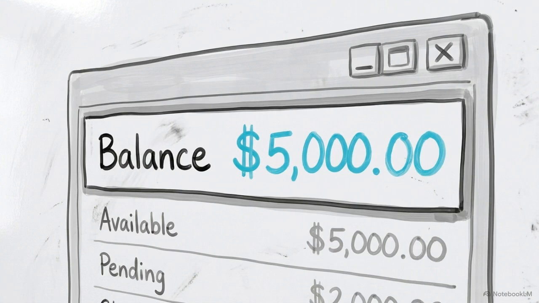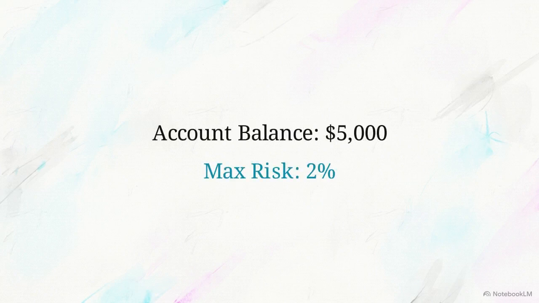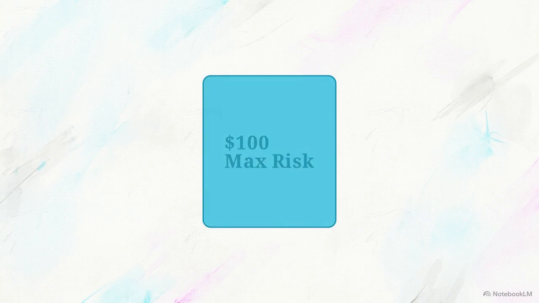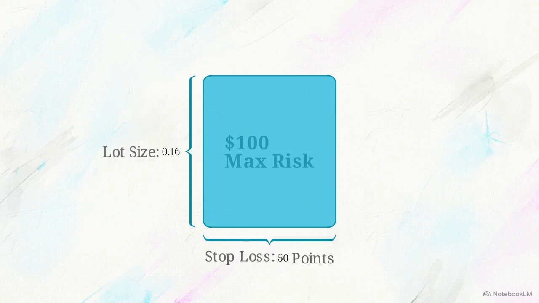Let's test this logic on a simulated account balance of exactly $5,000. This equation graphic shows our initial mathematical constant. A maximum risk of 2% on a $5,000 account equals a hard limit of exactly $100 per trade. If the current market volatility requires a tight stop loss of 50 points, the system divides that $100 risk limit across the 50-point scale, outputting an optimal position size of 0.16 lots.